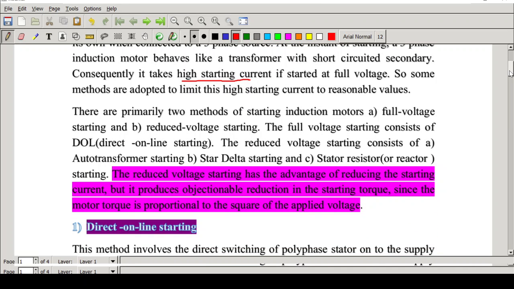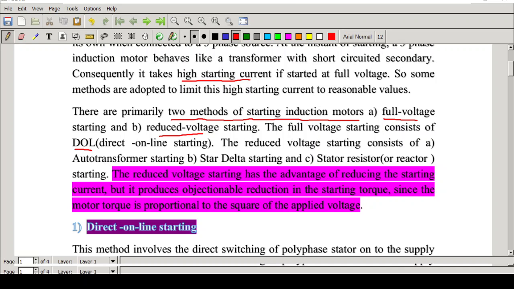Now, there are mainly two methods for starting a three-phase induction motor. So now we understood that there should be some method while starting the induction motor in order to control the initial flow of high current. The first method is called full voltage starting, and the second one is reduced voltage starting. In the full voltage starting method, we usually call it direct online starting, or DOL. In this method, the full supply voltage will be applied to the three-phase induction motor. That is why we call it direct online starting.